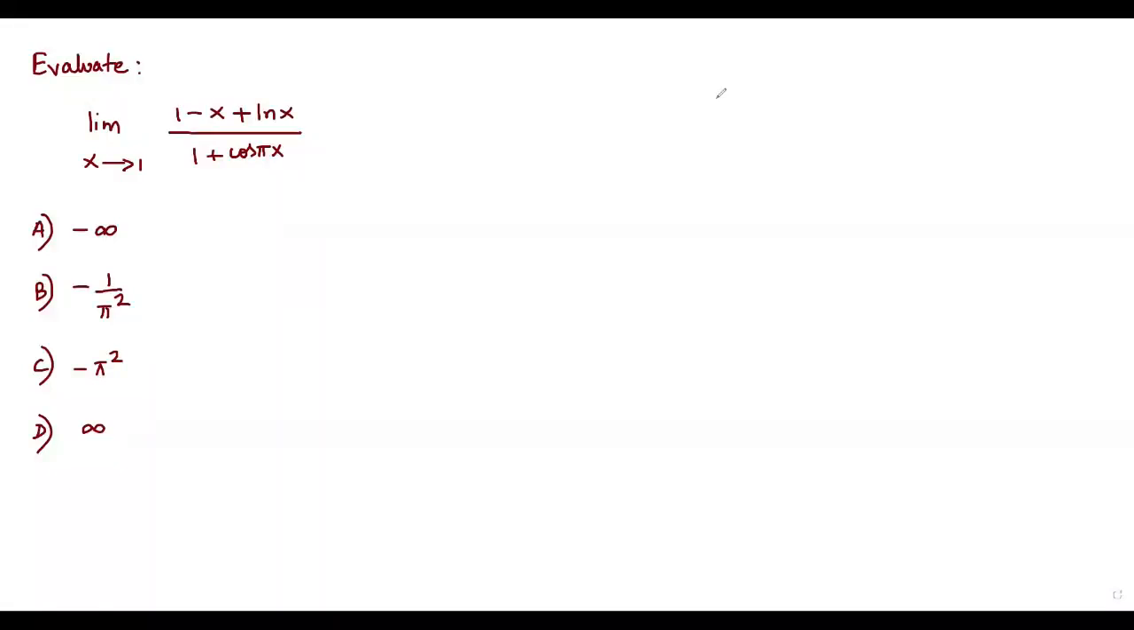Here we have an AP Calculus AB problem. Okay, let's go to the question. Evaluate the limit as x approaches 1 from the left of (1 - x + ln x) over (1 + cos(pi x)). Okay, we have to evaluate the given limit.